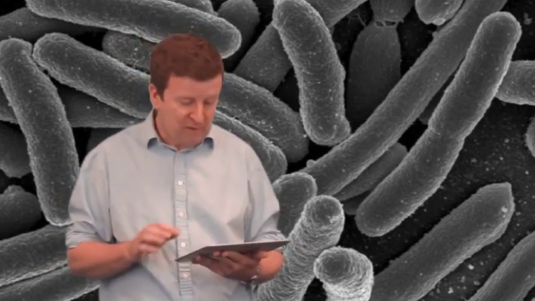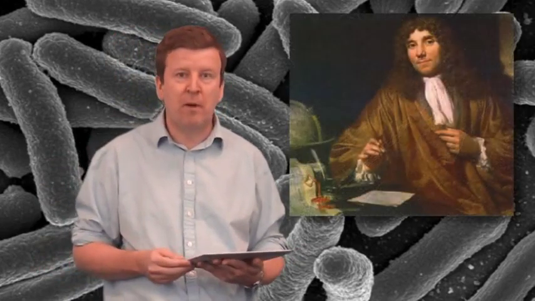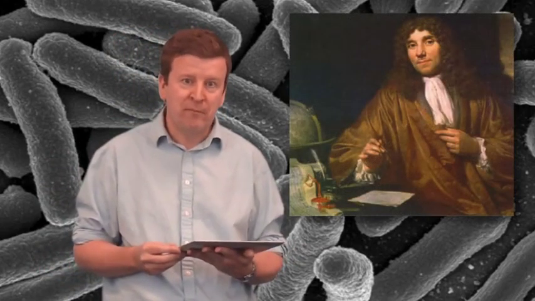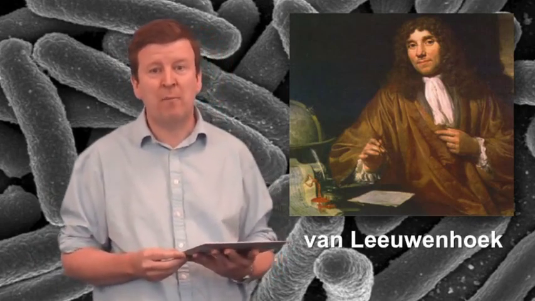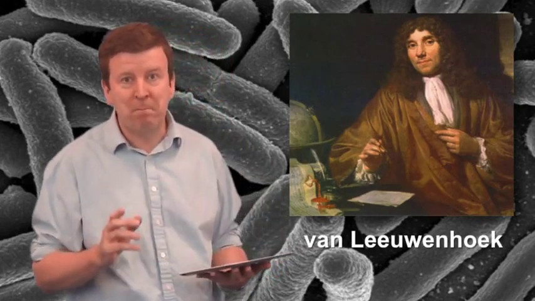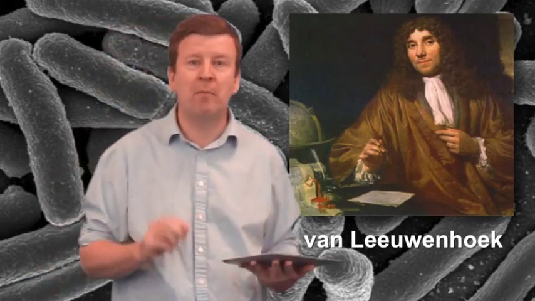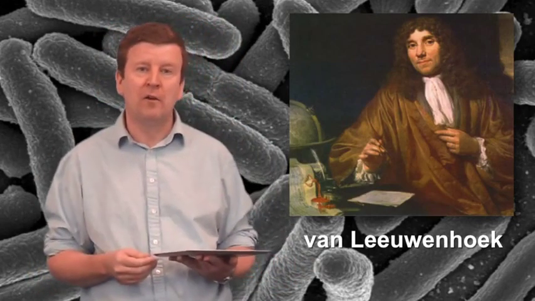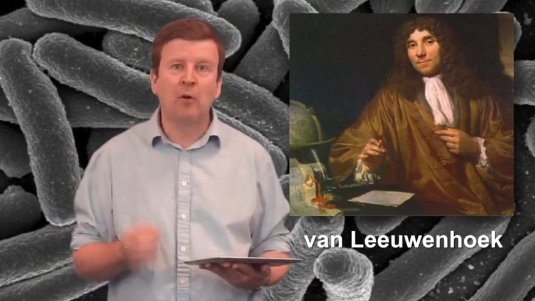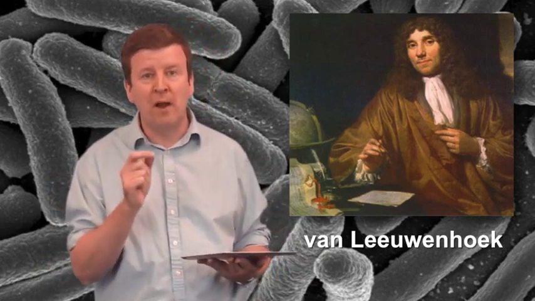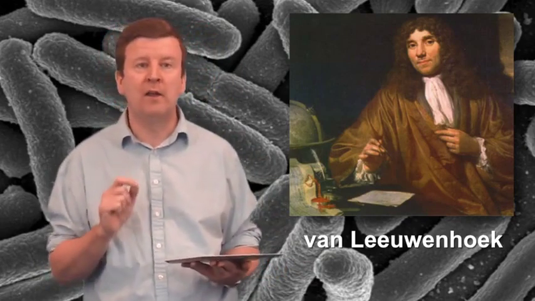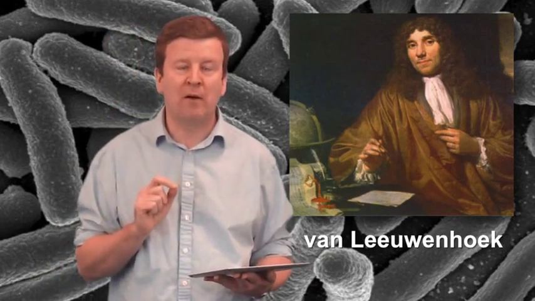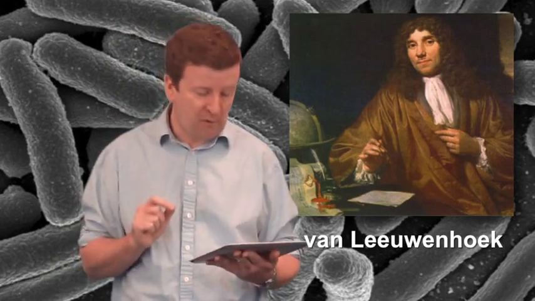Microorganisms were first discovered in the 17th century by a rather remarkable individual, Antony van Leeuwenhoek. Van Leeuwenhoek was a Dutch fabric maker, and he had a problem. He wanted to make high quality fabric that he could sell to his clients. And in order to do that, he wanted to look at the fibers in his fabric to see what sort of quality they were and how he could improve them. So he went about inventing tiny microscopes.